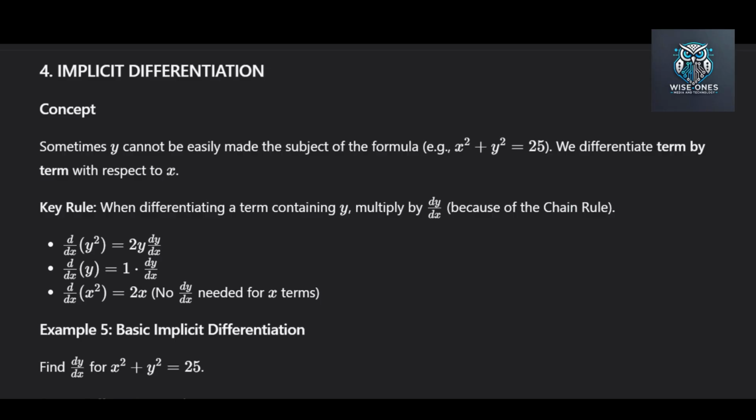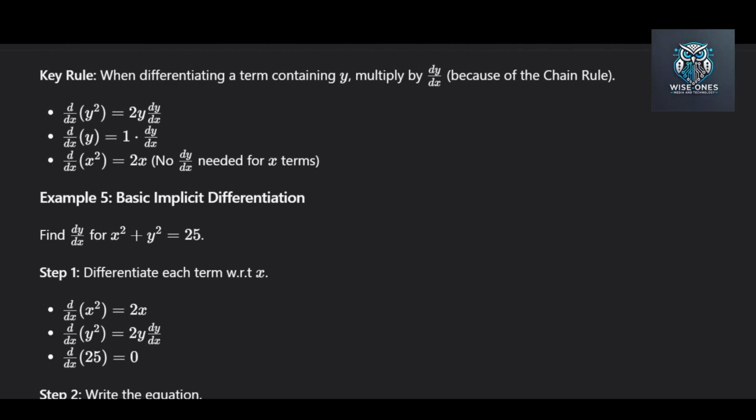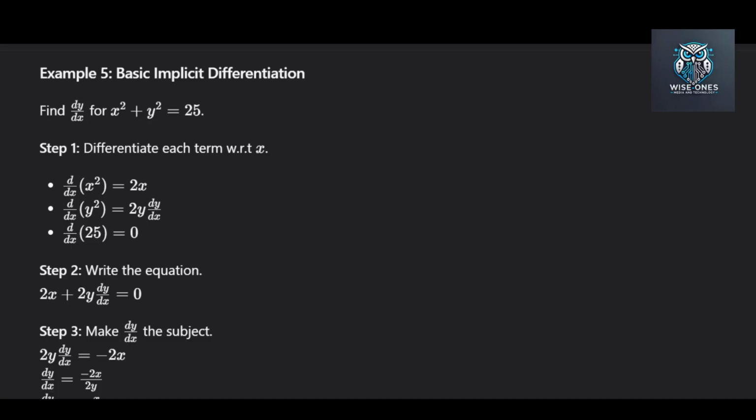Let us look at example 5. Basic implicit differentiation. Find dy/dx for x squared plus y squared equals 25. Step 1. Differentiate each term with respect to x. First term, x squared. The derivative is 2x. Second term, y squared. The derivative is 2y times dy/dx. Remember the dy/dx.